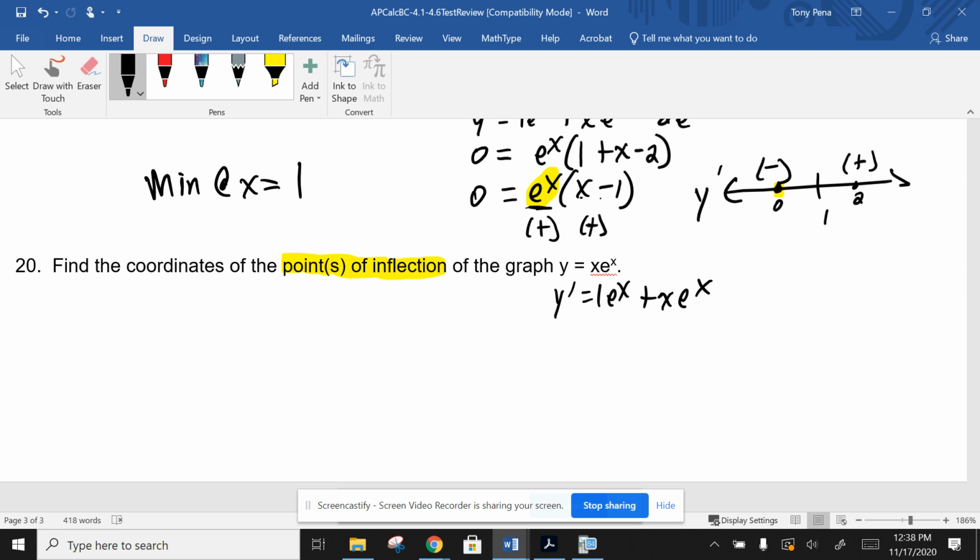And if you're feeling confident, factor it. We should be able to get a nice factored version to set up a nice, easy sign chart with that.